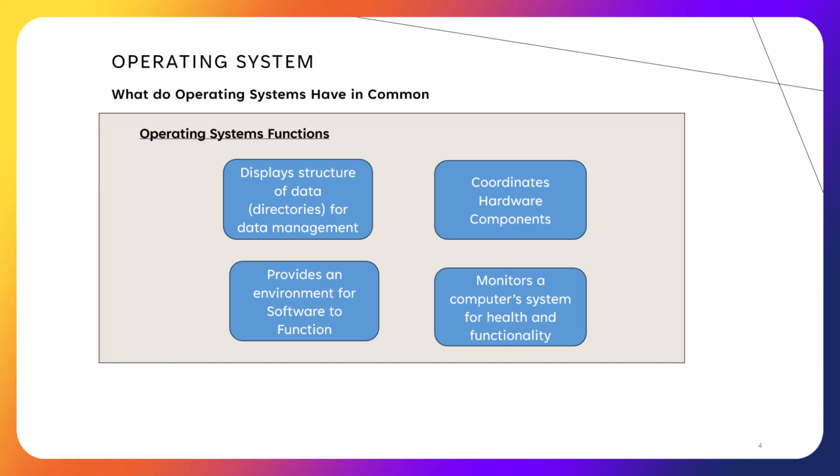There are 4 parts to an operating system. A way of displaying our structure of data, or these are the file folders, the files. You can copy, move. This is your file structure. We coordinate various hardware components. You've got your screens, your printers, memory, CPU, all these I/O devices. The operating system coordinates the operation of all of that. And we provide an environment for the software to function. So without the operating system, word processors, spreadsheets, web browsers wouldn't run. And finally, the operating system monitors the health of the computer system itself.